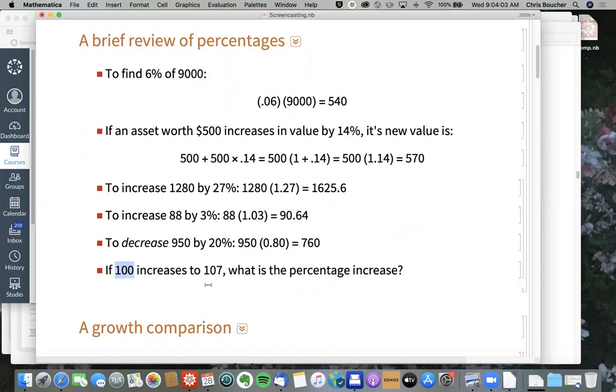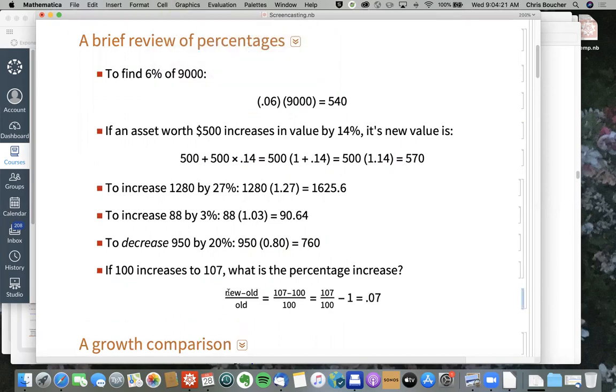Okay, one final example. What if we know the beginning value and the end value, but we want to know what was the percent change, right? So if 100 increases to 107, well, in this case, because the first number is 100, you should be able to eyeball the fact that that's a 7% change. But in general, what we do is we take the difference between the two, new minus old, and divide by the old, right? So that's 107 minus 100 divided by 100. And if you do a little math there, you come out with 0.07, which of course is 7%, right? Again, worth emphasizing that 7% and 0.07 are the same thing.